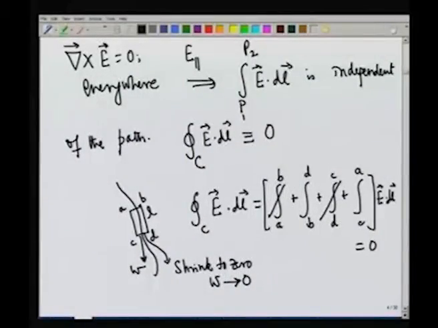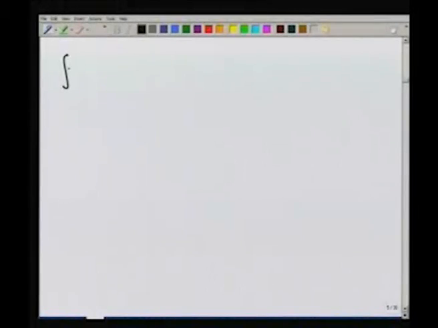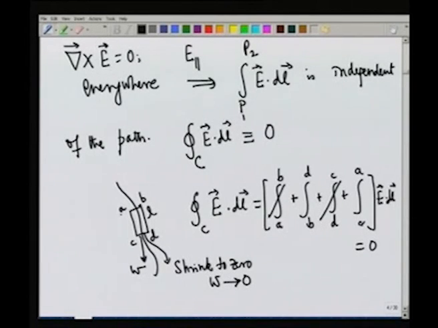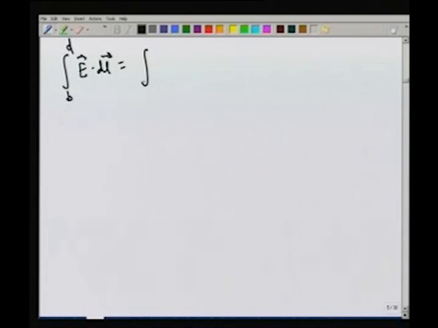Okay, because the length is becoming smaller and smaller, these things are going to drop out, and we conclude that integral B to D E dot dl is the same as integral C to A E dot dl. In other words, let me repeat that, B to D E dot dl is equal to integral, let me go back. Since I have written it from B to D, this will be from A to C. So, this will be from A to C E dot dl, whatever the points B, D and AC may be, and therefore, this implies E parallel is continuous.